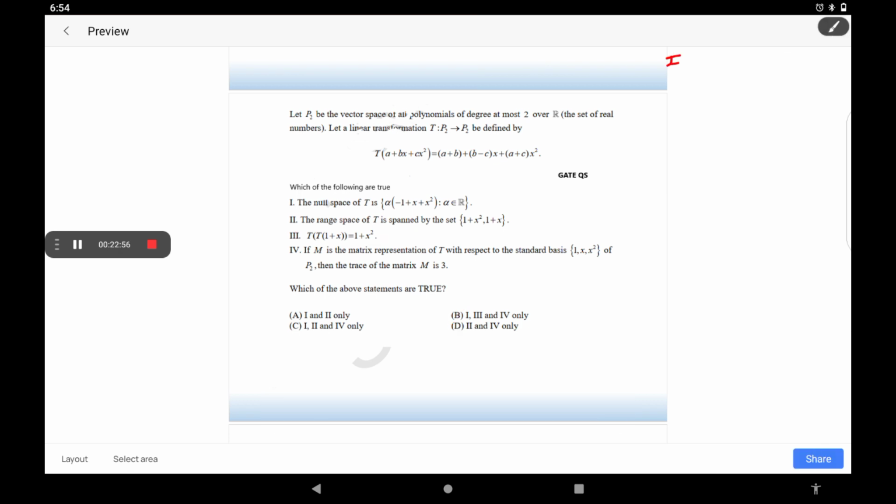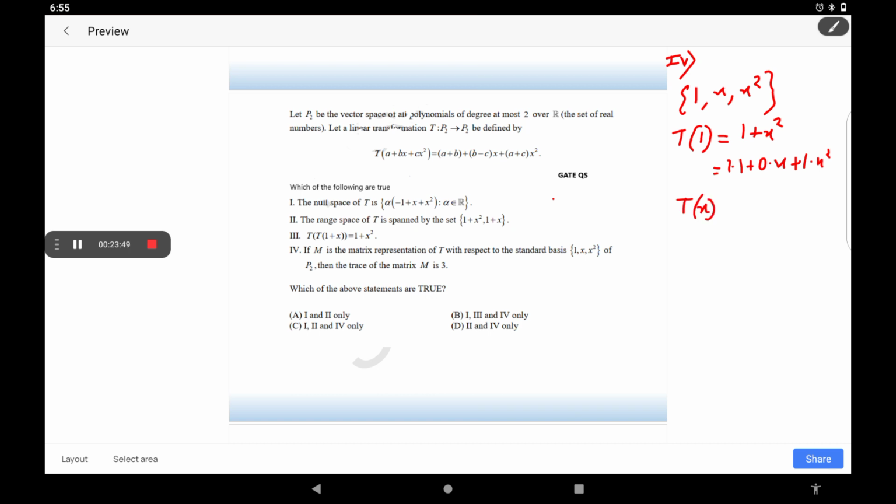Let's see. Option 4: if M is the matrix representation of T with respect to the standard basis 1, x, x square of P2, then the trace of the matrix M is 3. So you need to find the matrix representation of T with respect to this standard basis. So T of 1 means A equals 1, B is 0 and C is 0. So it is nothing but 1 plus x square. This can be written in terms of the standard basis like 1 into 1 plus 0 into x plus 1 into x square.